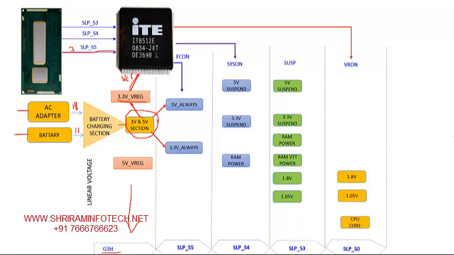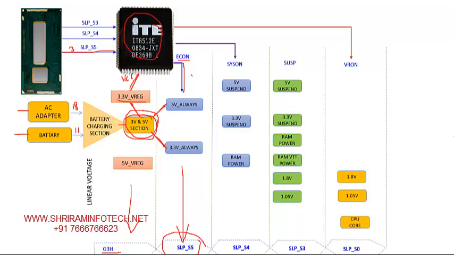At that time, this SIO will generate the EC on signal. This is basically on the compal motherboard, right? So it generates the EC on signal. When the SIO generates the EC on signal, at that time this particular buck converter will turn on, and the 3 volt and 5 volt will be generated, right, after getting the SLP_S5 signal, and this state is called the SLP_S5 state or S5 state. Okay, so this is the S5 state.